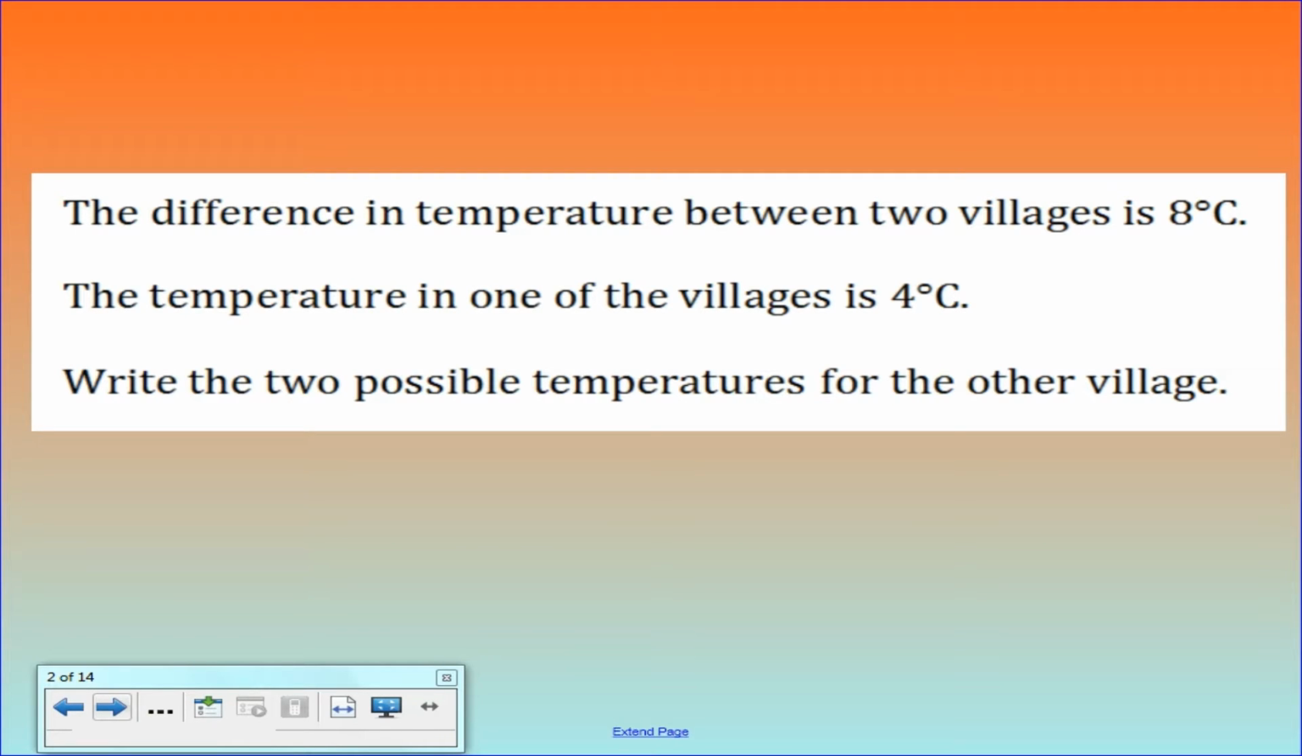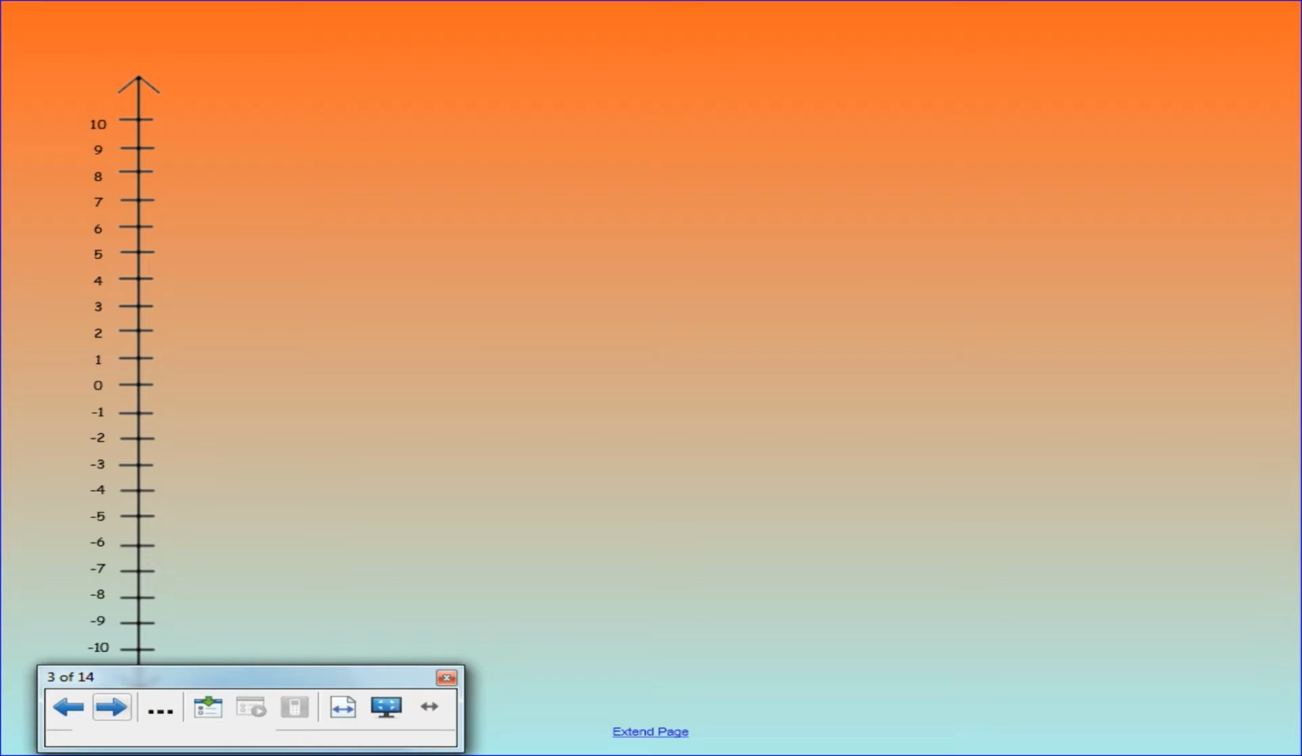Hello. Today we're going to do a very practical question on temperatures. When we are talking about temperatures, we often need to talk about negative numbers. That's when the temperatures are below 0 degrees Celsius, and that's when it becomes very cold.